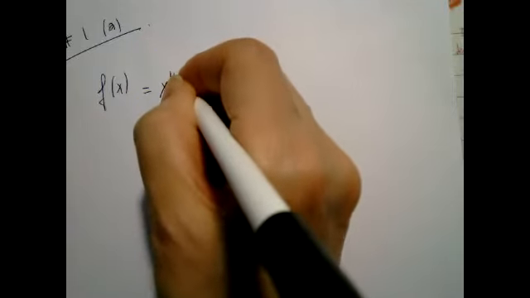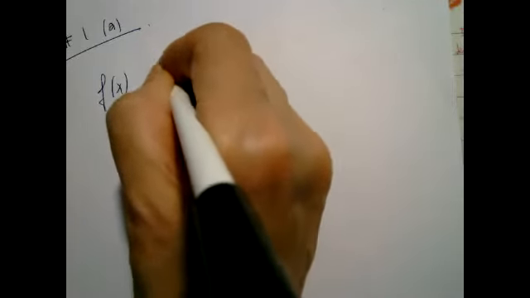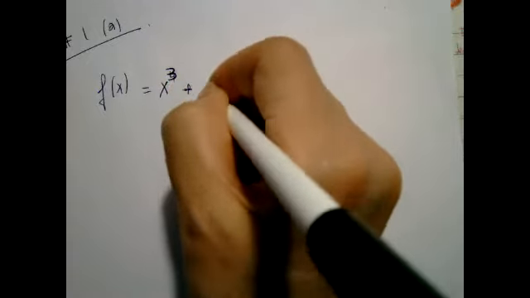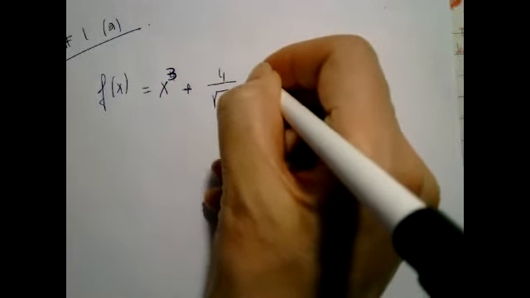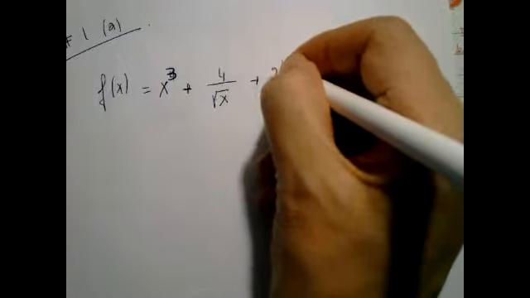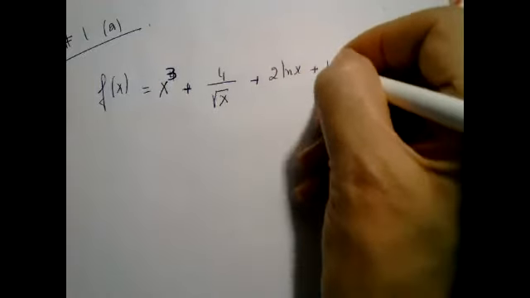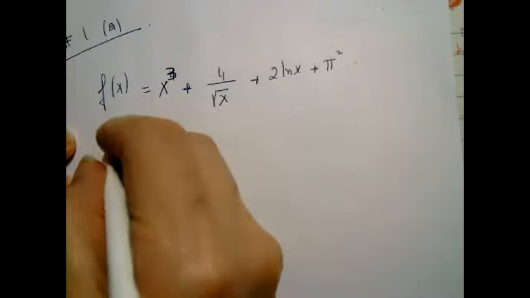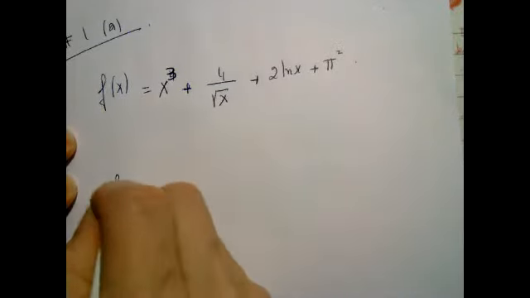So I have a function and we need to find the derivative this time. So f of x equals x to the power 3 plus 4 over the square root of x plus 2 ln of x plus pi squared. Okay, so very good. So let us find the derivative. F prime.